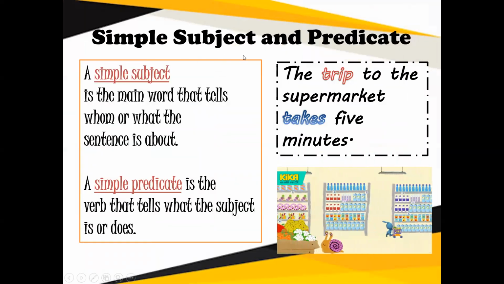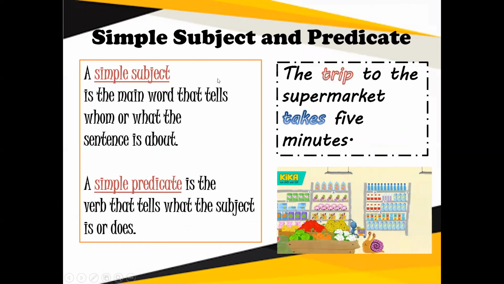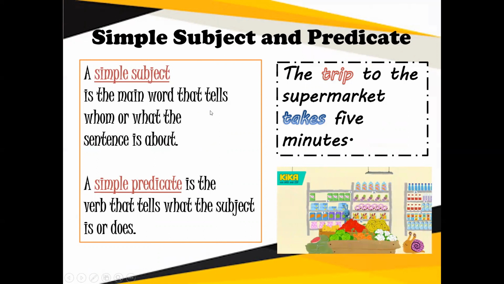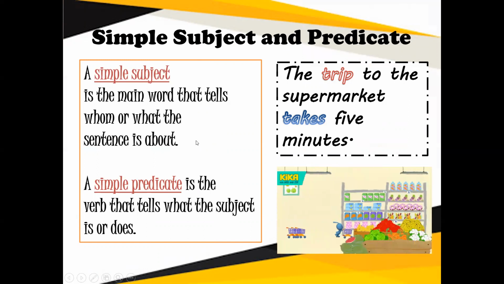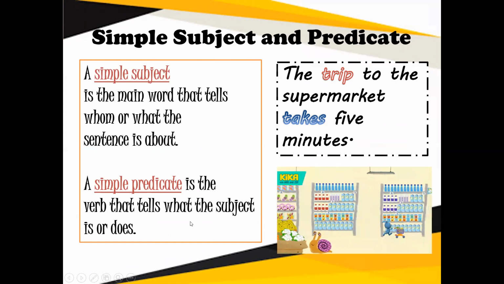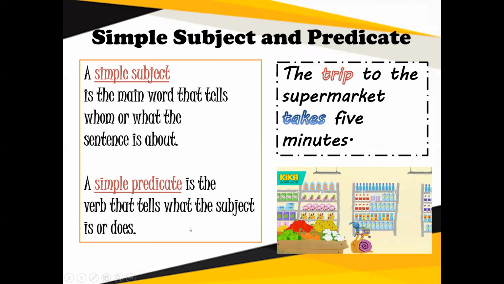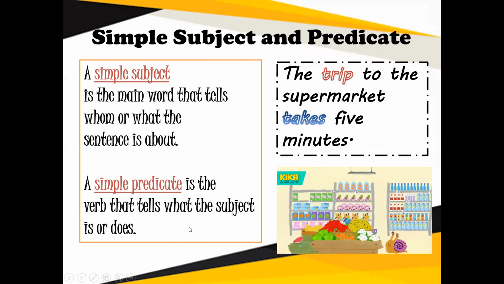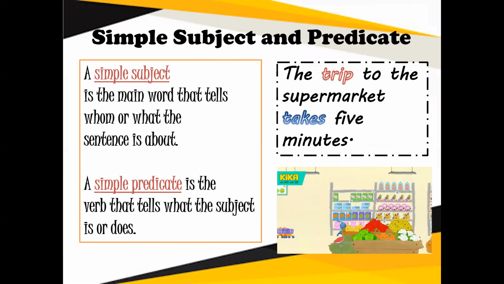Next, let's go to simple subject and simple predicate. A simple subject is the main word that tells whom or what the sentence is about. And a simple predicate is a verb that tells what the subject is or does. So you will be looking at one word or one compound word only.